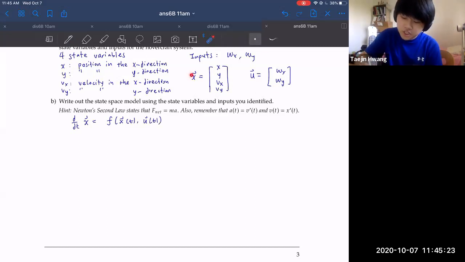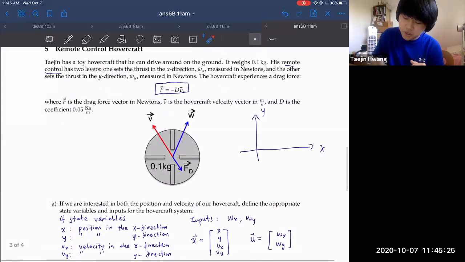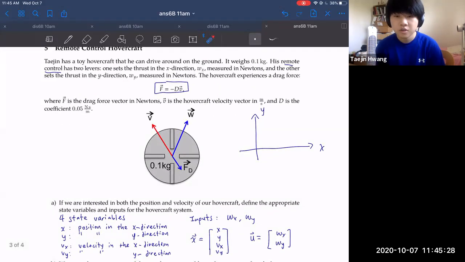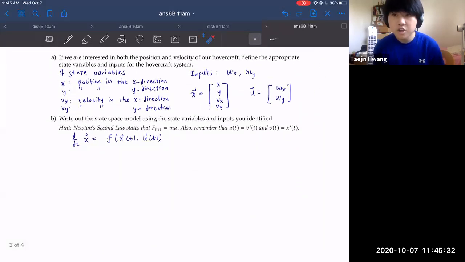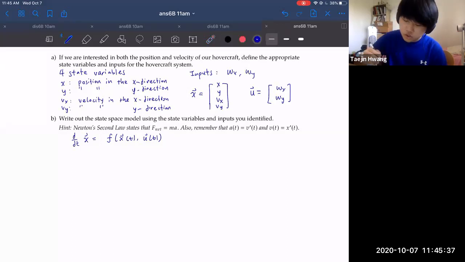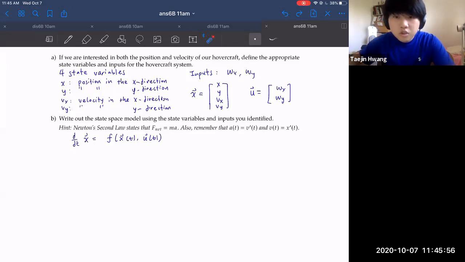Given your states here and all the information up here on the drag force, and how these dynamics work together. Because we're not assuming any physics prerequisites here, we're going to give you some hints. Newton's law tells us that the net force on an object is equal to its mass times acceleration. So that's something to definitely think about. And also remember that acceleration is the derivative of velocity, and velocity is the derivative of position.